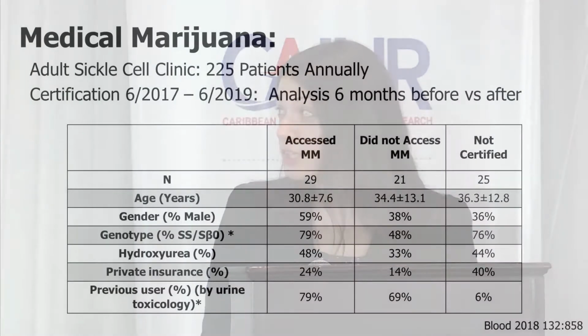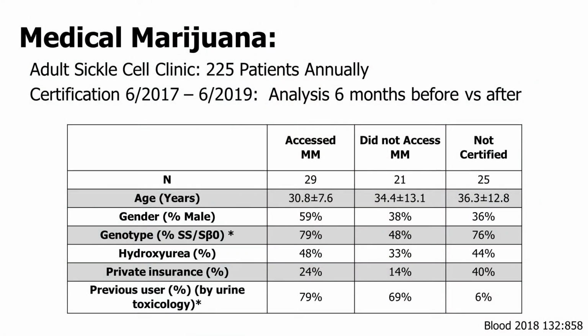Once we had been doing this for about 2 years, we decided we wanted to do an analysis of what kind of effects we saw. So just to give you some sense of our size, we see about 225 adults annually. And we did an analysis 6 months before their certification and compared that to 6 months after their certification. So 52 adults at our center in those 2 years requested certification. We agreed to certify 50 of them. Of those 50, 29 accessed medical marijuana, 21 didn't.